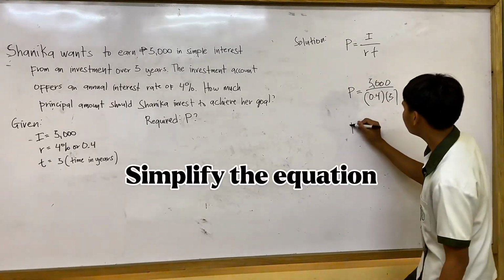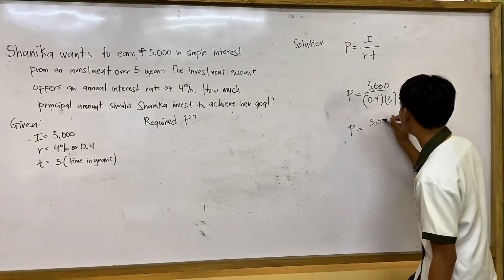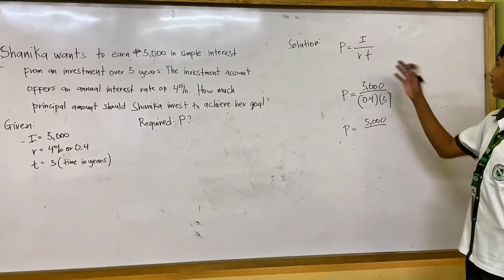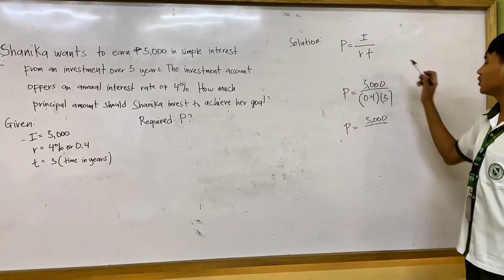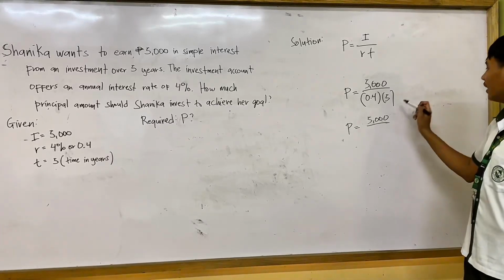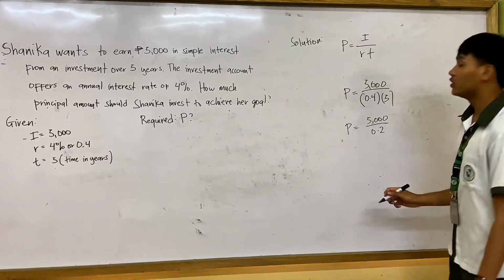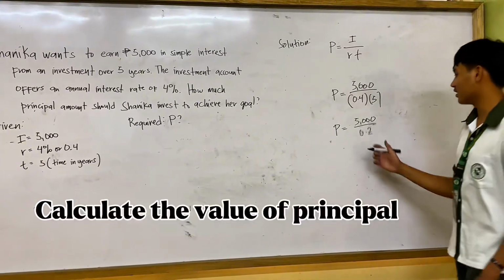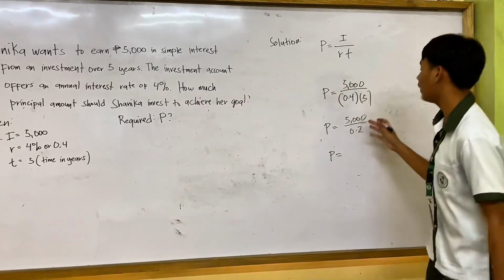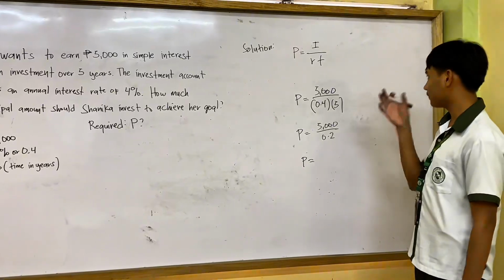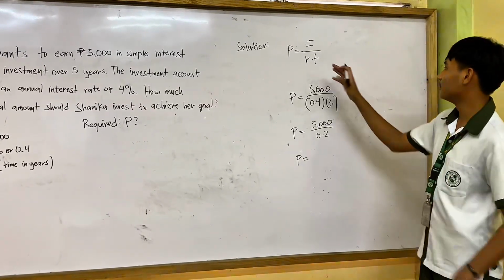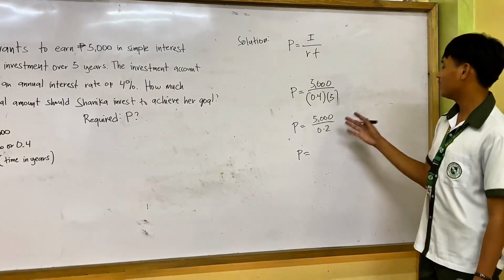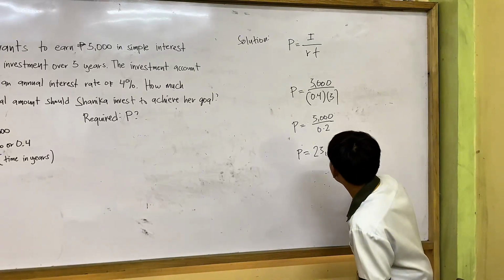So principal equals 5,000 over, to simplify it, rate multiplied by time. So 0.04 times 5 equals 0.2. To get the answer, we need to calculate it. So principal equals 5,000 divided by the answer of the multiplication earlier, rate multiplied by time. So 5,000 divided by 0.2 equals 25,000.